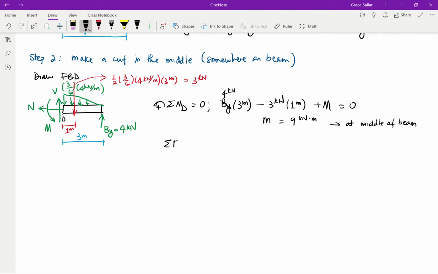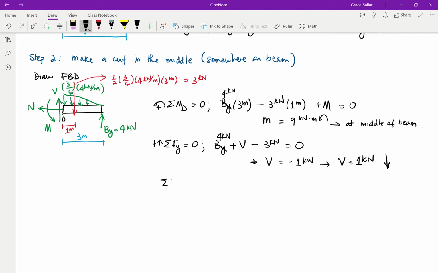So we're going to sum forces in the y direction. And we'll say that By, which is positive, plus V minus 3 kilonewtons, which is from the distributed load, is equal to 0. We know that By is 4 kilonewtons, so that means that our V is 4 minus 3, but it's going on the other side, so it's going to be negative 1 kilonewton. All that means is that the direction of V is 1 kilonewton, and it's actually going down. Okay, so from before, our moment, since it's positive, is still going counterclockwise, just like we drew it.